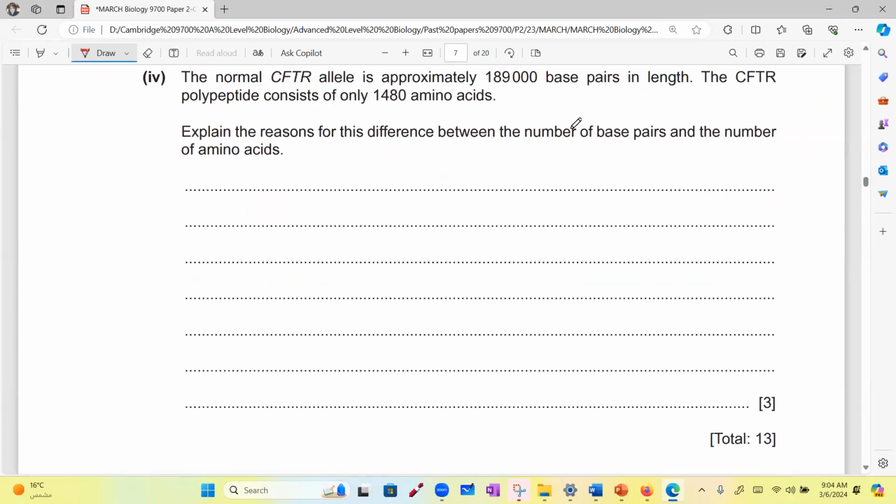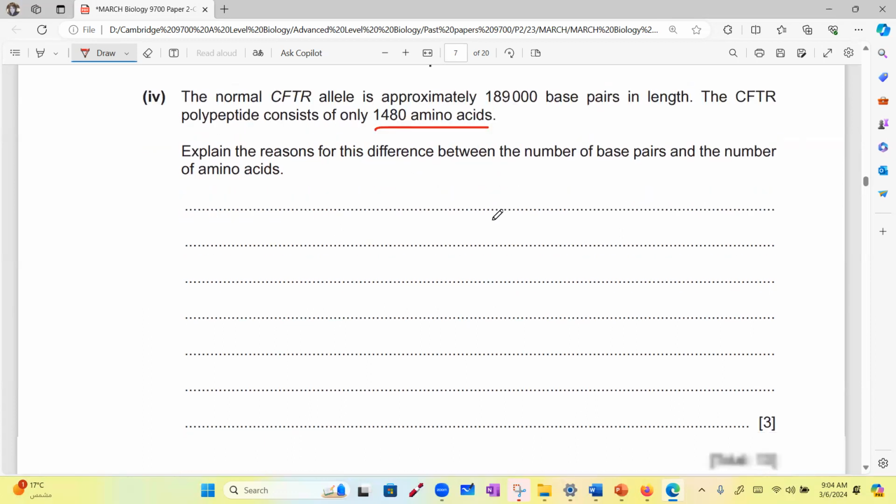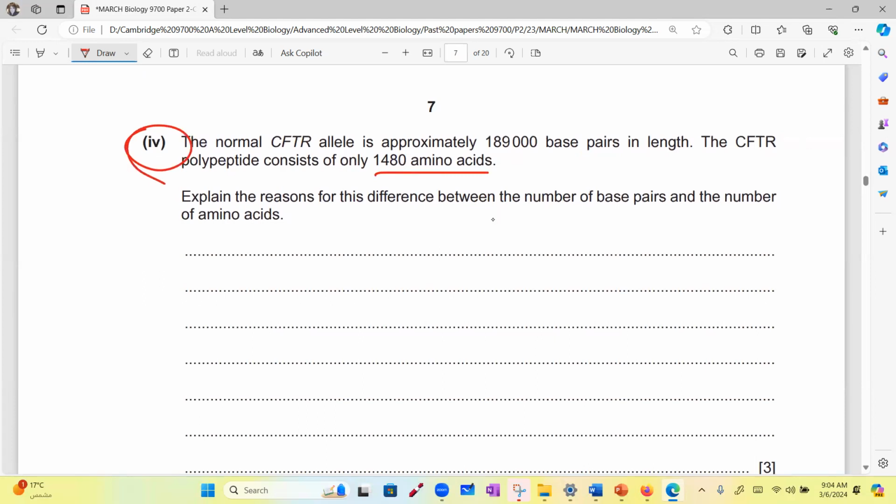The normal allele is approximately 189 base pairs in length, and the mutant allele consists of only 1,480 amino acids. Explain the reasons for the difference between the number of base pairs and the number of amino acids. Okay, I want more answers. Do you understand the question? I have so many base triplets, and I have a small number of amino acids. Exactly. Okay, I want 3 reasons. So I want you to mark this question. This is the question that I tell you is in every exam.